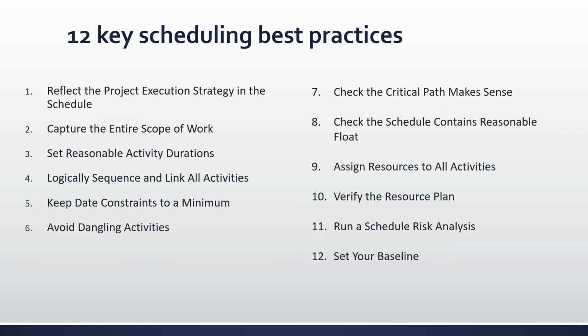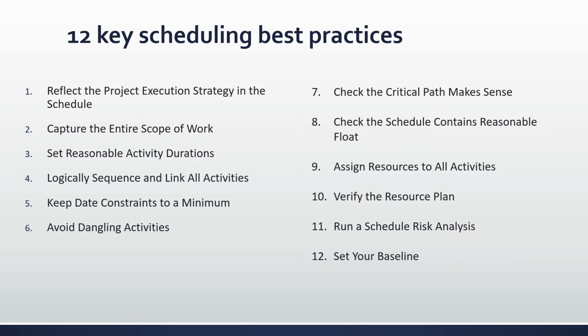Number 1, reflect the project execution strategy in the schedule. The project schedule must align with the project execution strategy. These two documents should clearly show how the work will be executed and define the sequence and timing of each step. Project teams will rely on the schedule to plan for upcoming work, understand resource requirements, and to identify risks that may occur during execution. So unless the schedule clearly reflects the project execution strategy, it's of little value to the teams.